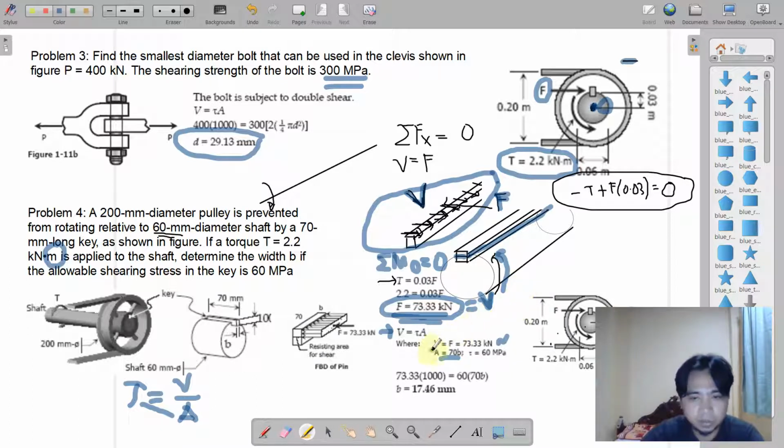So applying now this formula, okay, 73.33 is kilonewton. Again, we have a conversion factor to make it in Newton. This is equivalent to tau. Tau here is given 60 megapascals, and then this is the area, 70 times B, and this is it. We have obtained the value of the width of the key. Okay, so this is problem number 3 and 4.